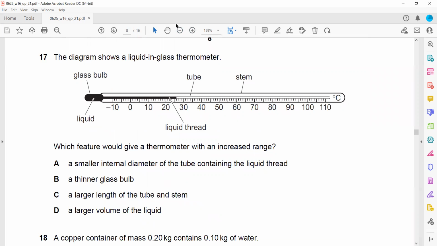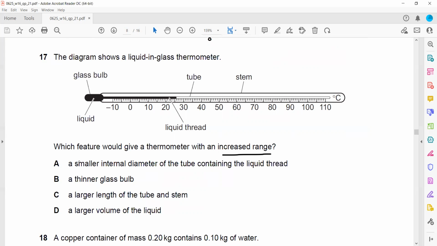The diagram shows a liquid in a glass thermometer. Which feature gives a thermometer an increased range? Whenever we want to record more numbers, we want to increase the range. So how to increase the range? We can increase the size of the capillary. A longer capillary will increase the range.